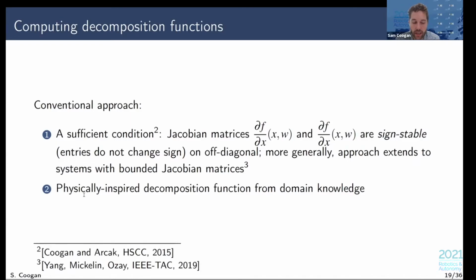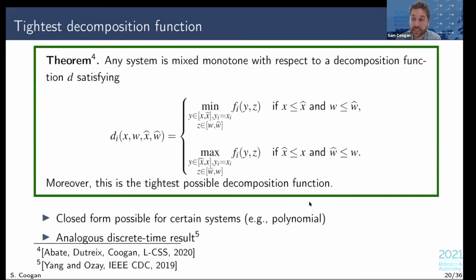Other approaches are generally from physically inspired decomposition functions that use domain knowledge. There's been recent work focused on obtaining tightest decomposition functions in algorithmic methods. This is a theorem we recently published last year in LCSS, where we proved, in fact, that any continuous time system is mixed monotone with respect to a decomposition function that is defined according to this optimization problem. And what this optimization problem essentially does is it computes the worst case, both the minimum and the maximum possible vector field over the hyperrectangle set corresponding to the entries of this decomposition function. And not only is this a decomposition function for the system, it's the tightest decomposition function.